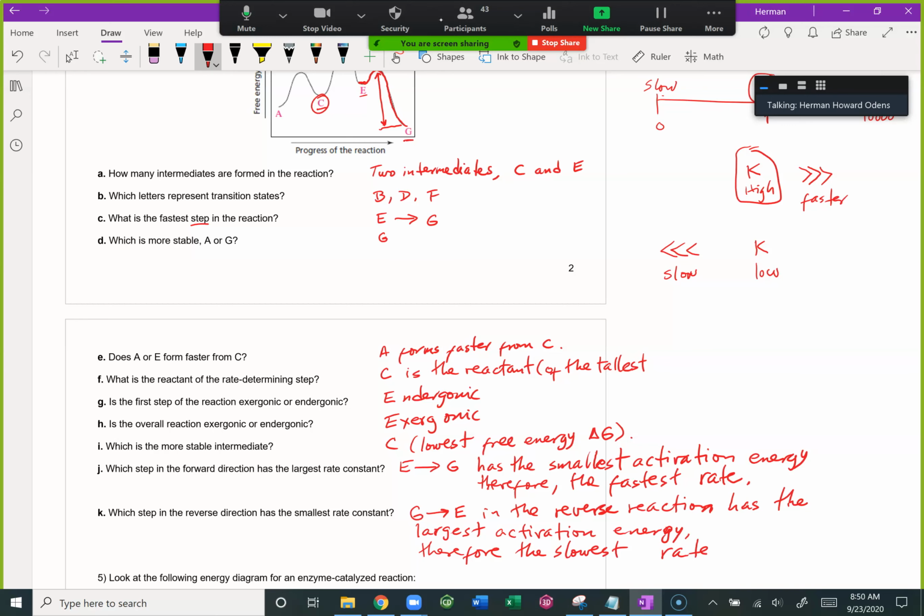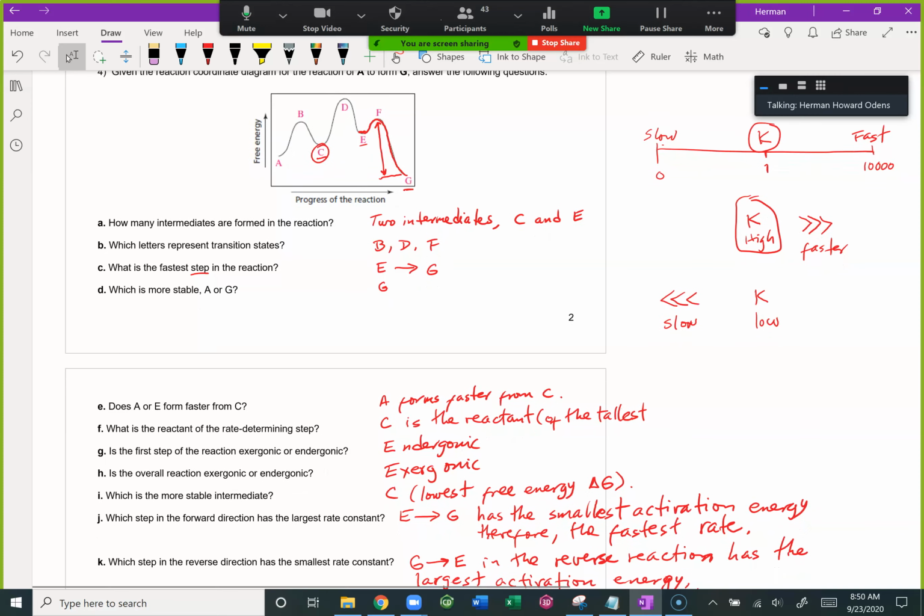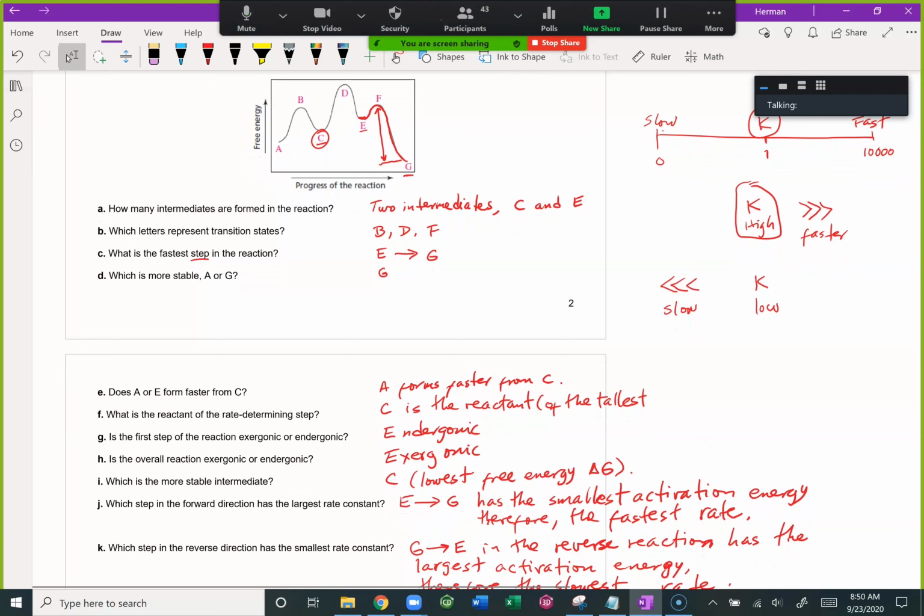And that makes sense. If this step was the fastest reaction step going forward, it should be the slowest going backwards. How cool is that? Interesting, huh? That's how you have to think.